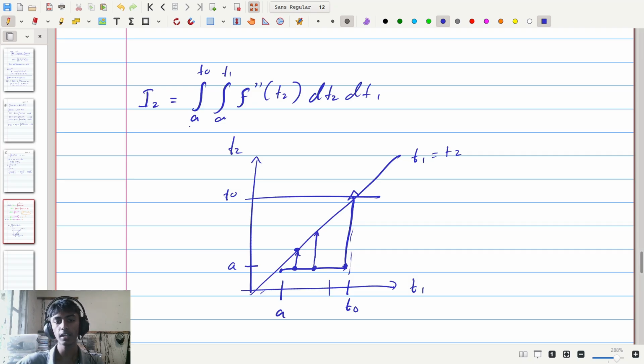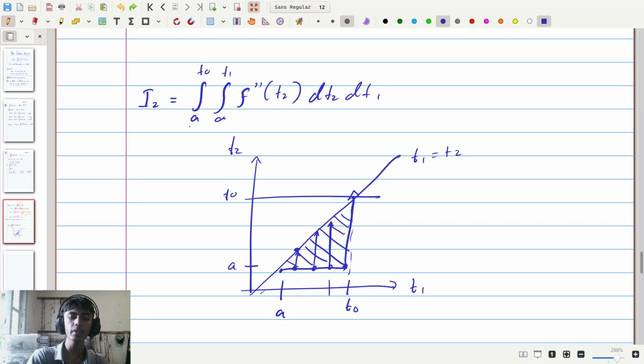When we have t1 equal to this value here, t2 is going to be varying from a all the way up to this value here. So this is what's going to happen. t1 is going to be changing from a to t0, and for some particular value of t1, t2 is going to be changing from a up to t1's current value. So then basically we're adding up all the values of f double prime of t2 for all the possible inputs along this triangle here. You can select any point along this triangle. We're going to have a corresponding t1 and a corresponding t2. We're adding all of those values together and taking that as our final sum.